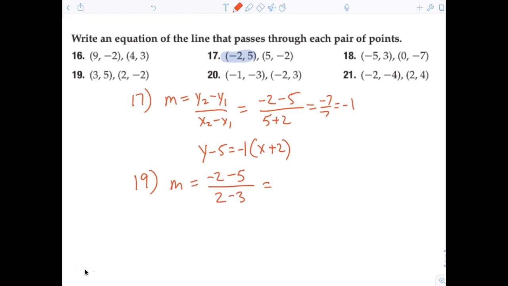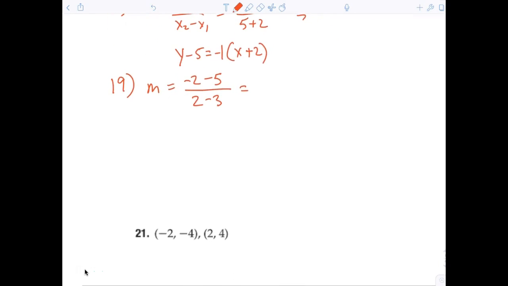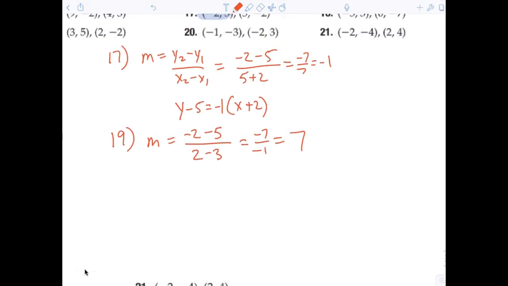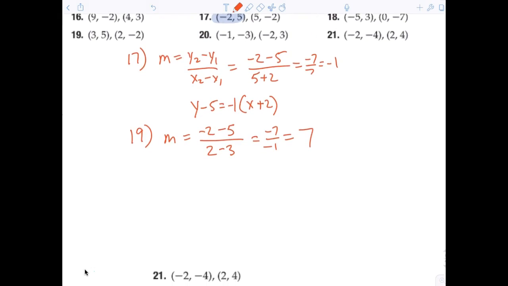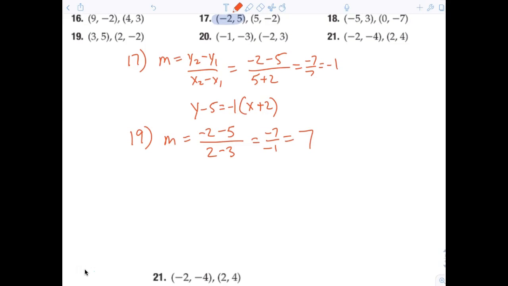All right, keep going. That would be negative 7 over negative 1, which is equal to 7. What point do you want to use? The first one or the second one? I'll just use the first one. Okay, so now write the equation.